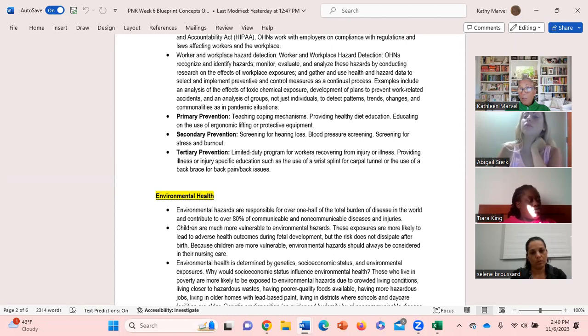Secondary: maybe your employees are working in a plant that is noisy. So for secondary, for screening, maybe you're doing annual screenings for hearing. Maybe you work in an environment that requires blood pressure screenings, screening for stress, screening for burnout.